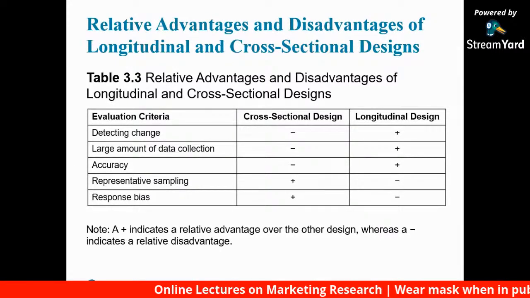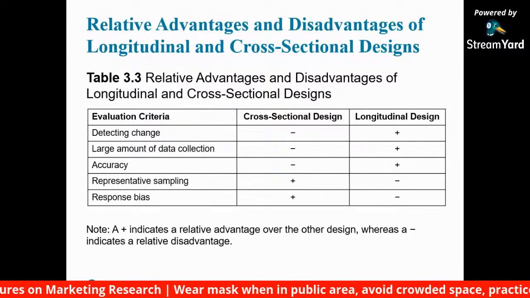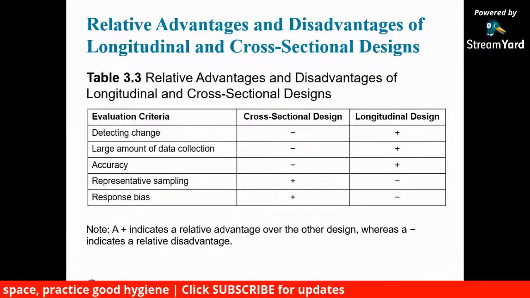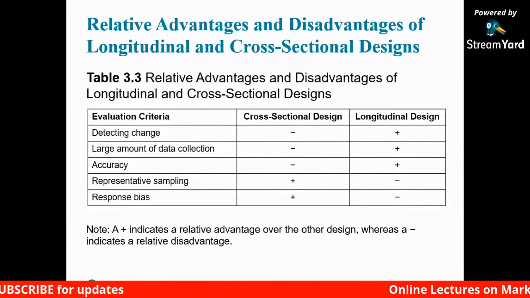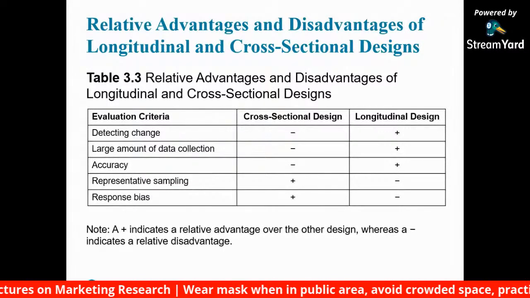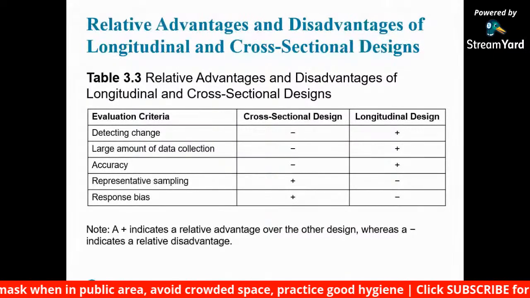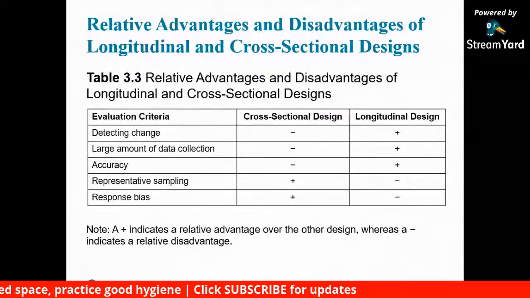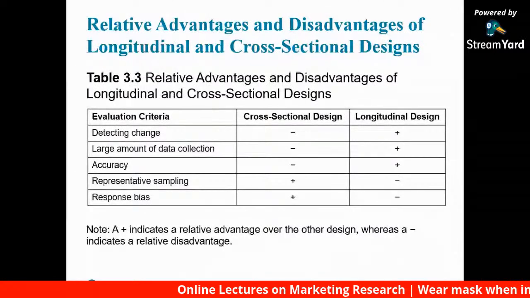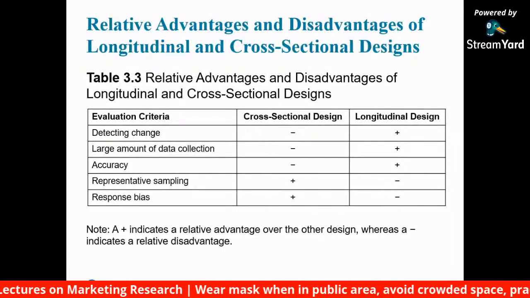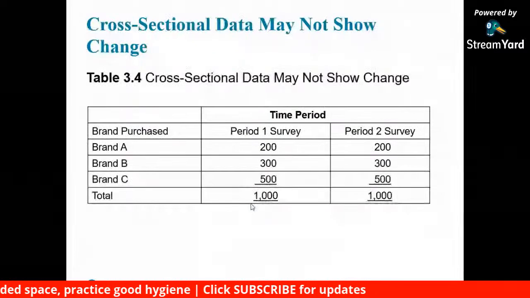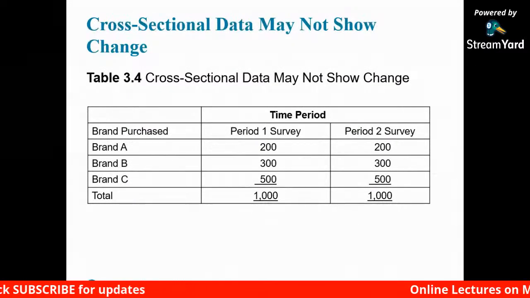But for cross-sectional, the data obtained from the samples are more representative. Why? Because only once, only that sample will respond. And also, if some bias happens, cross-sectional does better in that respect. Longitudinal is not so good, because respondents might have a different perspective when answering at two different times. So it can be something related to bias. This shows that cross-sectional doesn't show anything related to change.